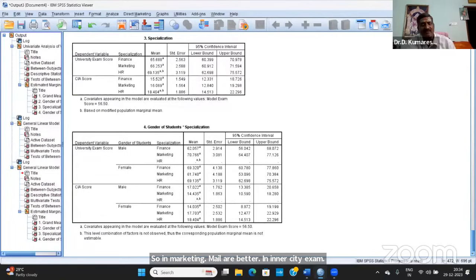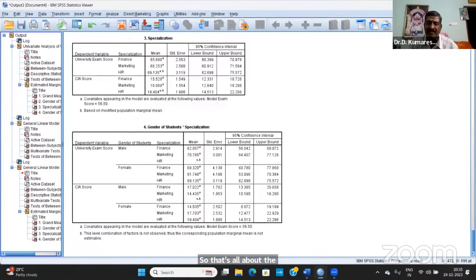HR, no comparison can be made, but one comparison, that is the mark bases are different. So the university exam and the CAA score of female students cannot be compared. So that's all about the MANOVA.